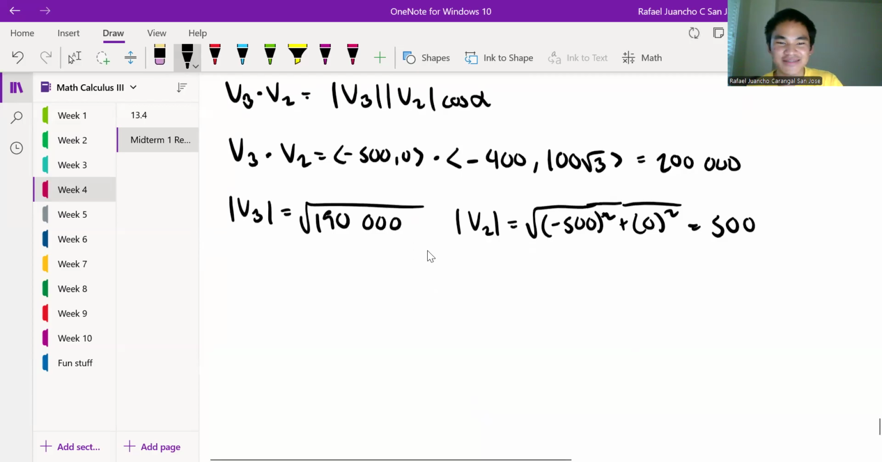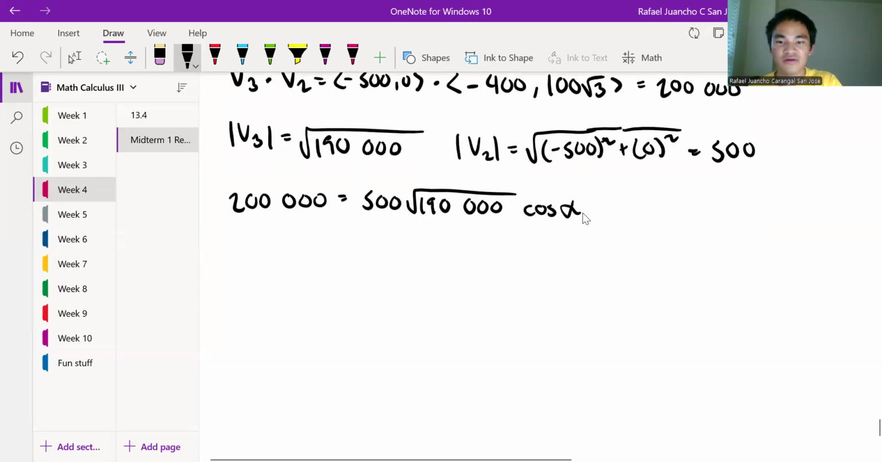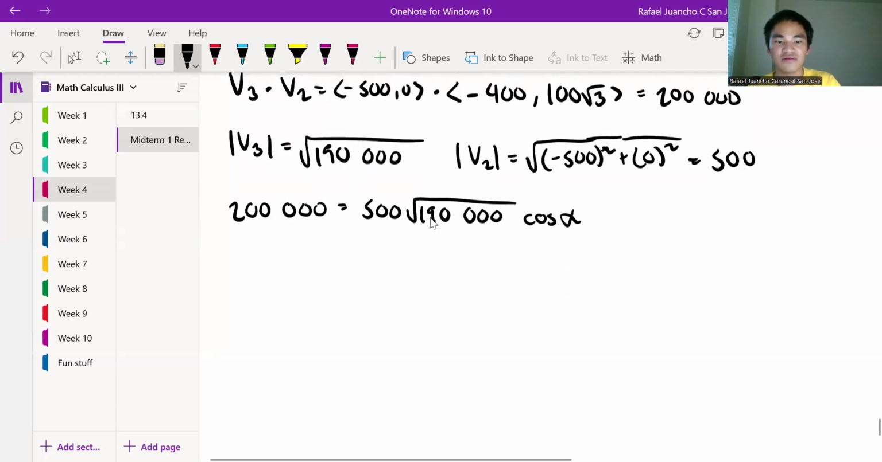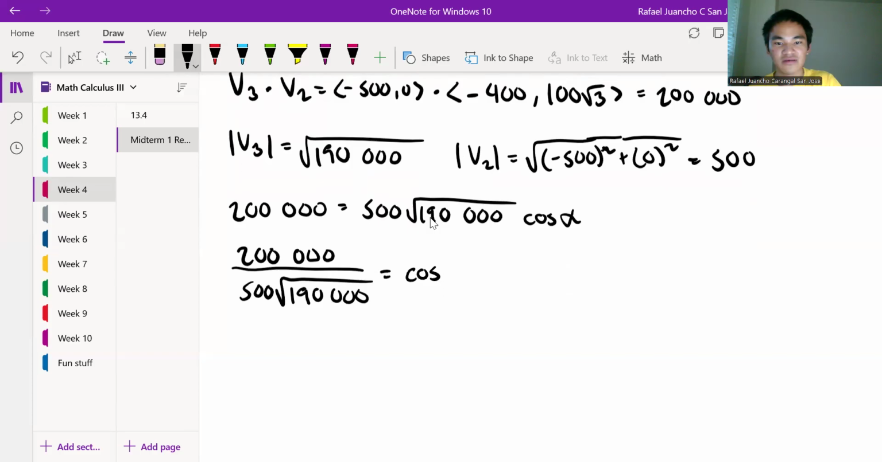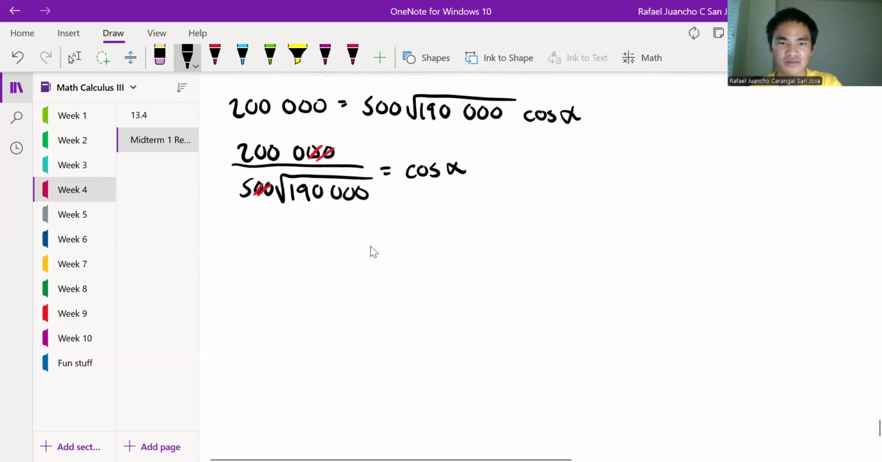Okay, let's see. Now this is the fun part. We have 200,000. We equate it to this thing, so 500. Man, these are long numbers. Cosine alpha. Now I isolate alpha here, so I divide 200 divided by this thing is equal to my cosine alpha. I can actually cancel two zeros here. What else can I do? Oh, that's fine.